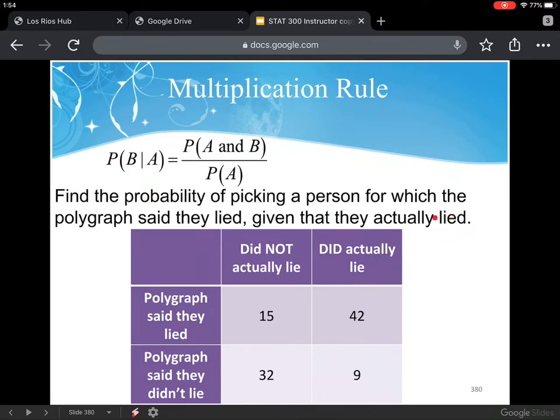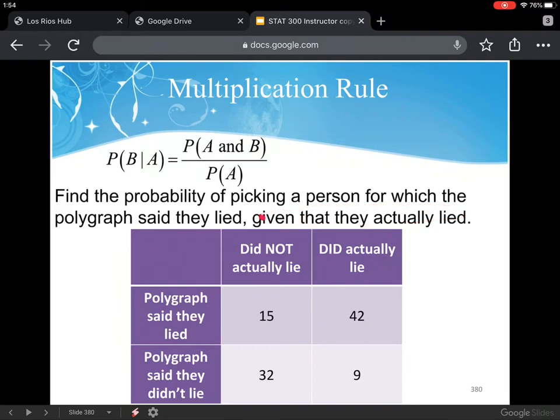So the idea is that if they actually lied, that's this column right here. Did they actually lie? They did actually lie. And of these people, given that they actually lied, how many did the polygraph say that they lied? Well, out of these two, 42 and 49, 42 of the people the polygraph said that they lied, right? So out of a total of 51 people, 42 for which the polygraph said that they lied. You can go about it that way.